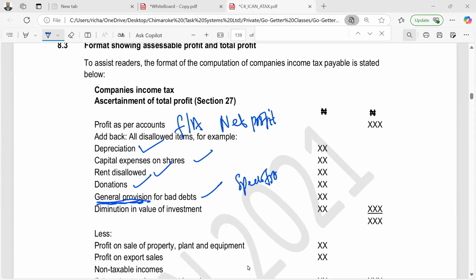Then we look at diminution in value of investment. If an investment has reduced in value, which is impairment and so on, or a kind of reduction in value, if you have deducted it in your financial accounting, you have to add it back. Okay, you can see my screen now, that's fine. Now, all these are the disallowable items that you have deducted in your financial statement, which you are going to add back.